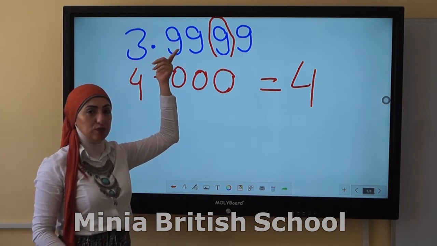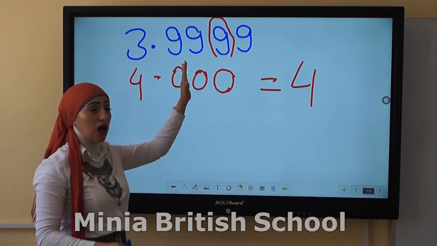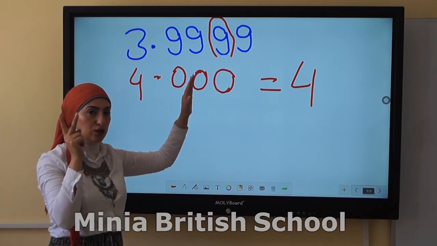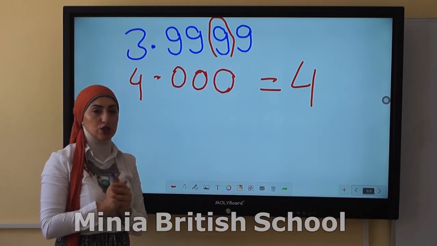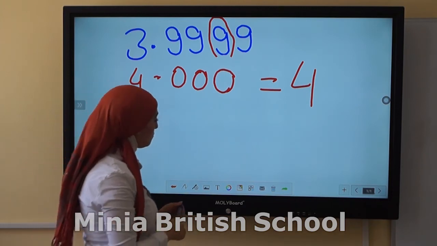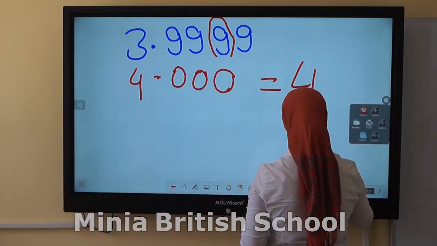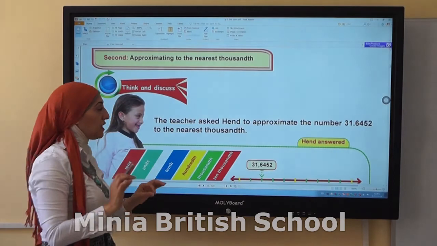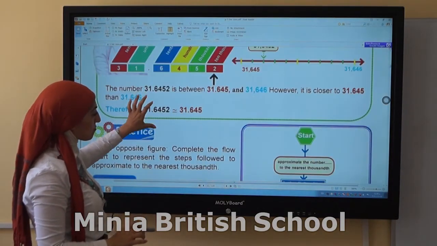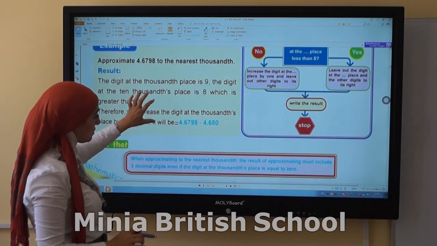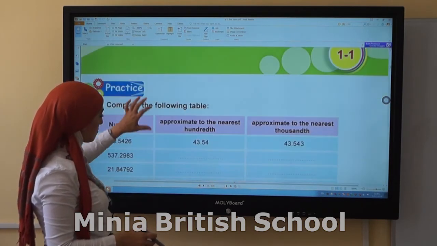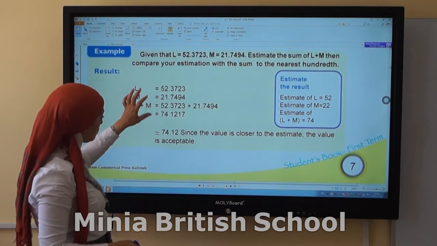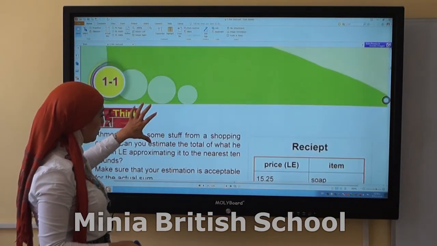When I ask you to approximate to the nearest tenth, that means I need 1 digit after the decimal point. Hundredth, 2 digits. Thousandth, 3 digits. Okay? So, by this point, the main point in this lesson, we have finished our lesson, and this is only the exercises on it to approximate, no new ideas in it.